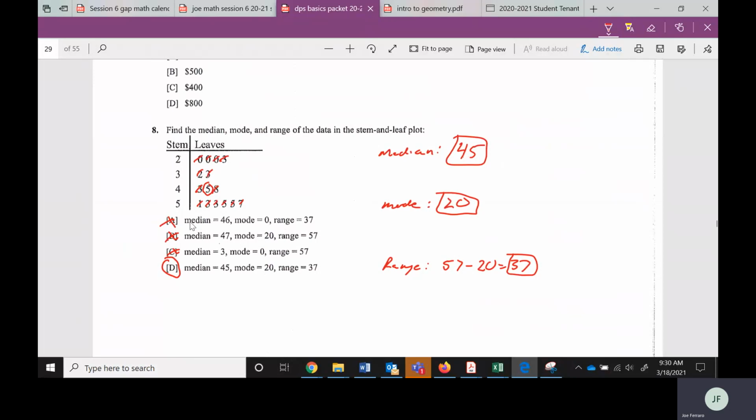I think that's all I'm doing for stem and leaf plots. There's a couple other problems with stem and leaf plots. Maybe I'll give you a hint.